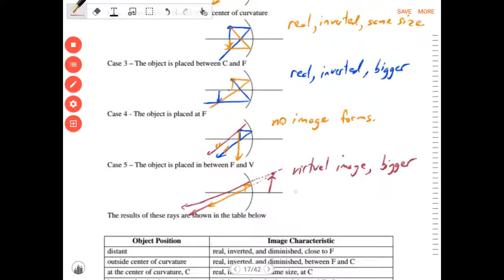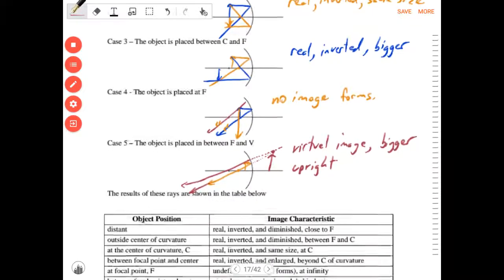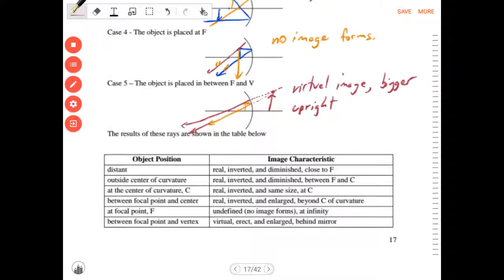Okay, and it is upright. Upright or erect. Okay, so it is the same direction. So it points up. Okay, just like the object does. Okay, it is taller than the object, and it is on the wrong side of the mirror. That's what makes it virtual. So virtual, bigger, upright. Okay, now I have a summary table for you here.